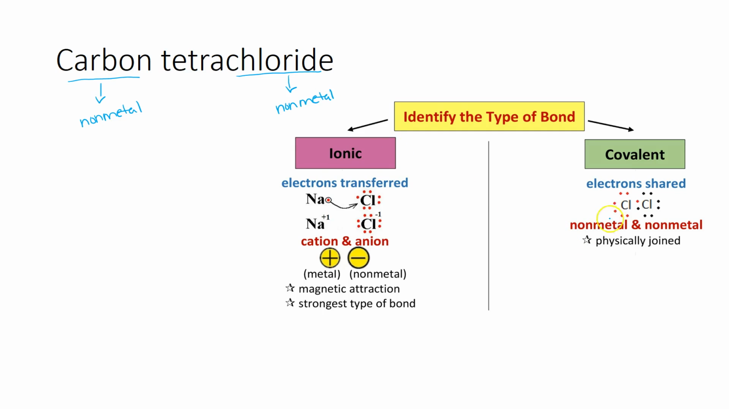But there's another way that we can tell that this is covalent, and that is the prefix. Remember, in covalent compounds, we have prefixes. Because I see a prefix, I know that it's going to be covalent. So our final answer is that this is covalent.